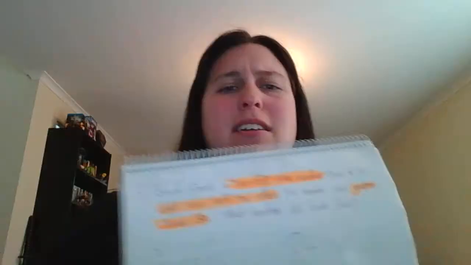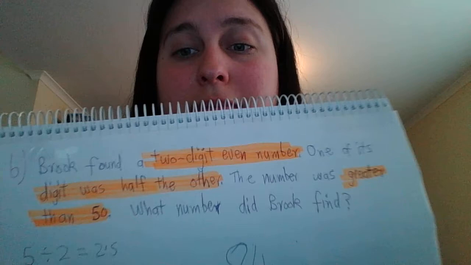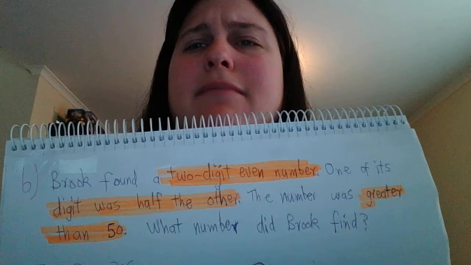Alright, let's go on to the second part. So, Brooke found another number, but this time it was a two-digit even number. One of its digits was half the other. The number was greater than 50. What number did she find? Let's reread the question and highlight the important parts. Brooke found a two-digit even number. We know that the number has two digits, and is even. Better highlight that so I can remember.